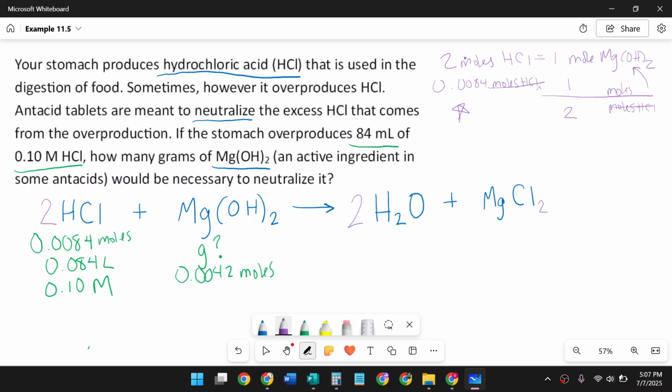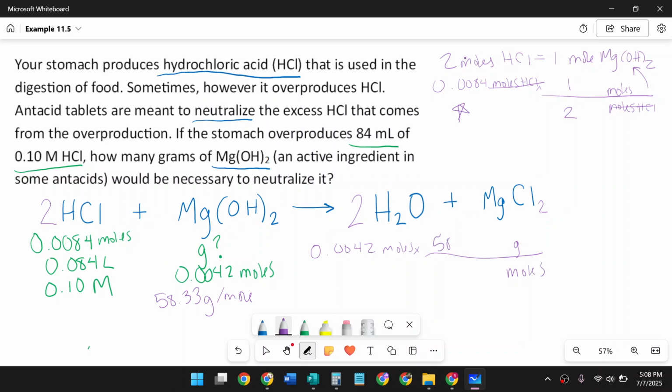All right, so now I'm down to the step where I'm still trying to figure out how many grams I need of this, and I have the number of moles. So we can use our conversion relationship to convert this from moles to grams. We can pull out the periodic table, but I'm just going to tell you the grams per mole. For Mg(OH)2, it's 58.33 grams per mole. So let's take the number of moles we have, 0.0042 moles, and multiply that by grams over moles.